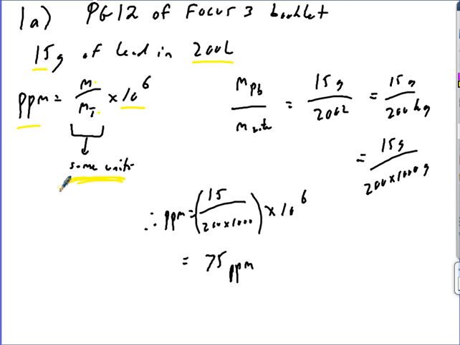So we've got to convert 15 grams and 200 litres to the same units. So what we're going to do is say mass of lead over mass of water. We know we've got 15 grams of lead per 200 litres of water, which is 15 grams per 200 kilograms, converting litres to kilograms. That then is 15 grams per 200 times 1,000 grams, because 1 kilogram is 1,000 grams. Now we've got it in grams per grams. We can times by a million and calculate the parts per million.